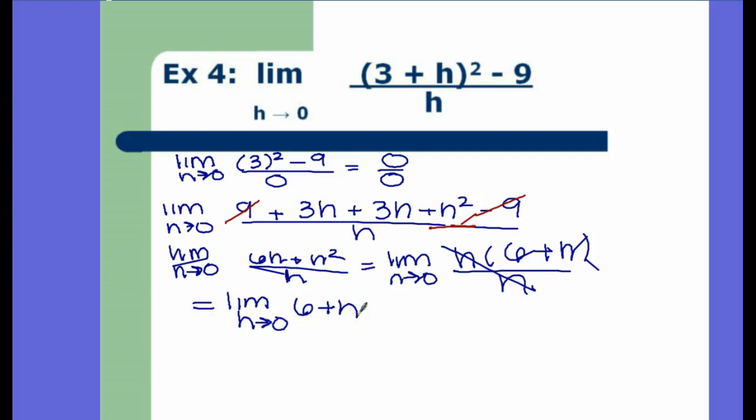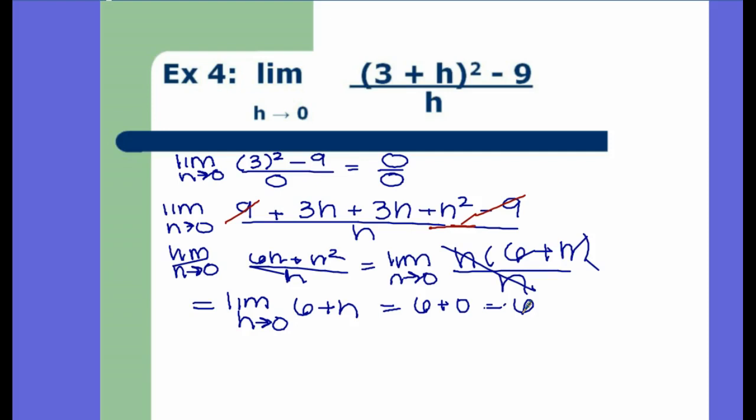Now I don't have any issues with the denominator, so I plug in my 0. 6 plus 0 is 6. Therefore, the limit of this function is 6. So again, that's how we use algebra to help us do our limit.